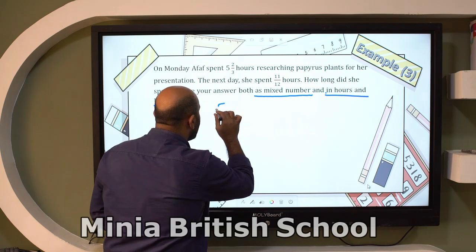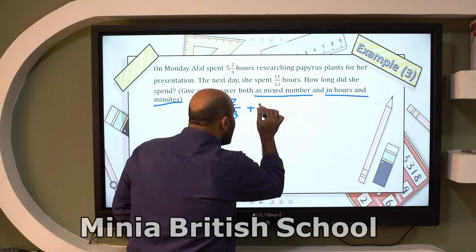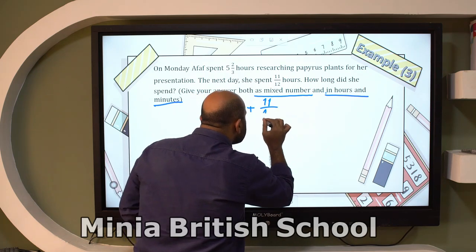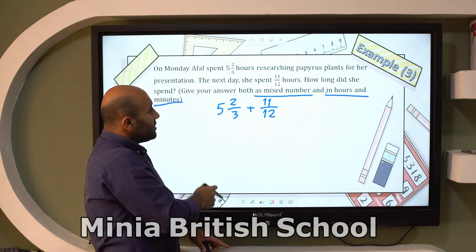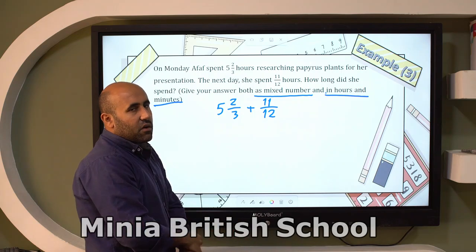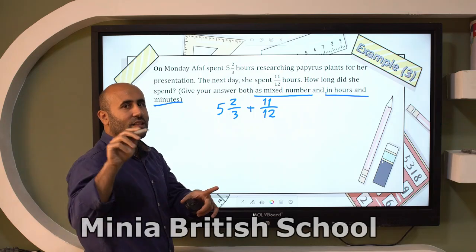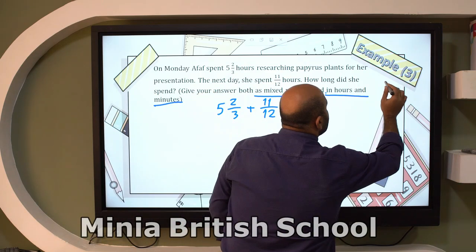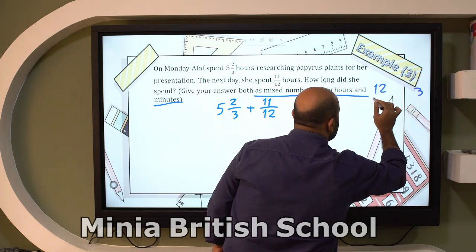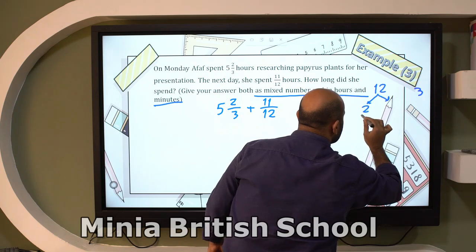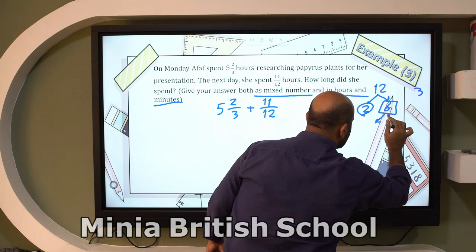So I will say 5 and 2 over 3 plus 11 over 12. You may see that both denominators are not alike. So I will get the like denominator. How? By using the LCM. 3 is a prime number, so it stays as it is. 12, factorize it, it will be 2 times 6. 2 is a prime number, 6 is a composite number, so factorize it into 2 times 3.